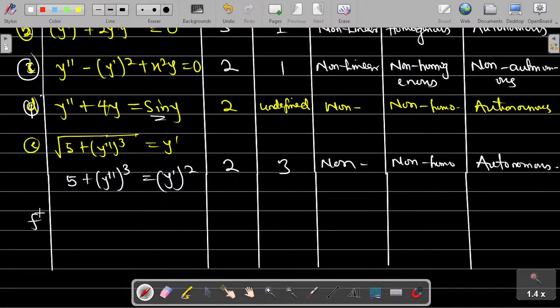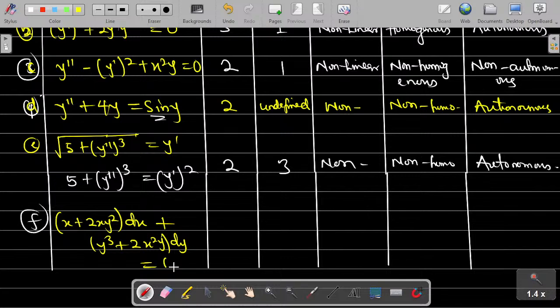Okay, for the last one, which is f, was the differential equation. Look at it here. It says x plus 2xy cubed, then dx, then plus we have y cubed plus 2x squared y, then dy is equal to 0. Okay, so this is what we have here.